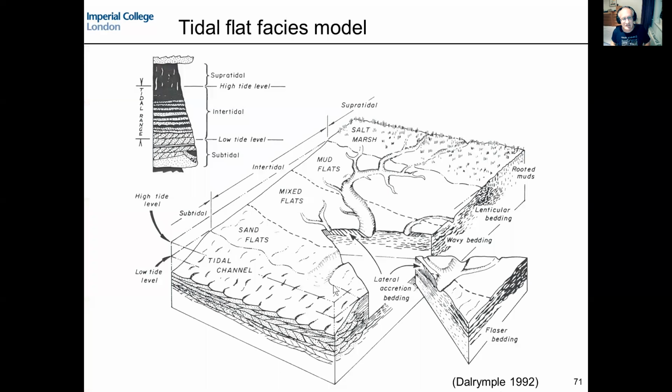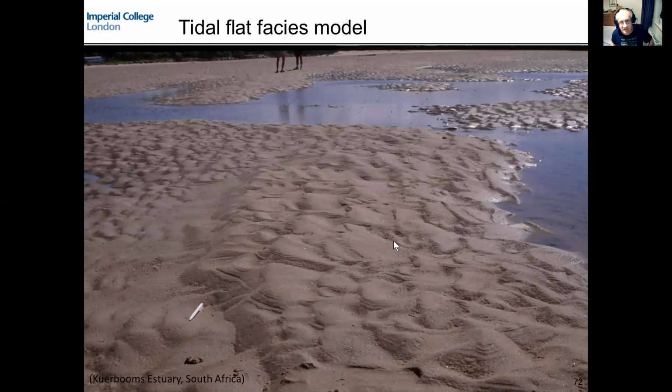Let me show you some examples from a modern tidal flat. So I'm going to show you an example of the sandy part of the intertidal zone. This is taken at low tide, and you can see in this case lots of ripples with the steep faces directed towards the left in this case.